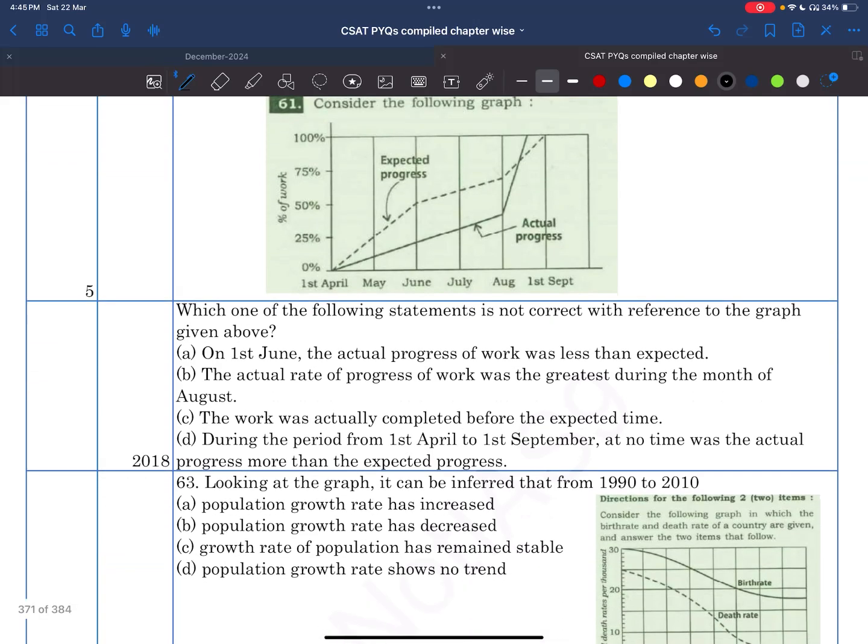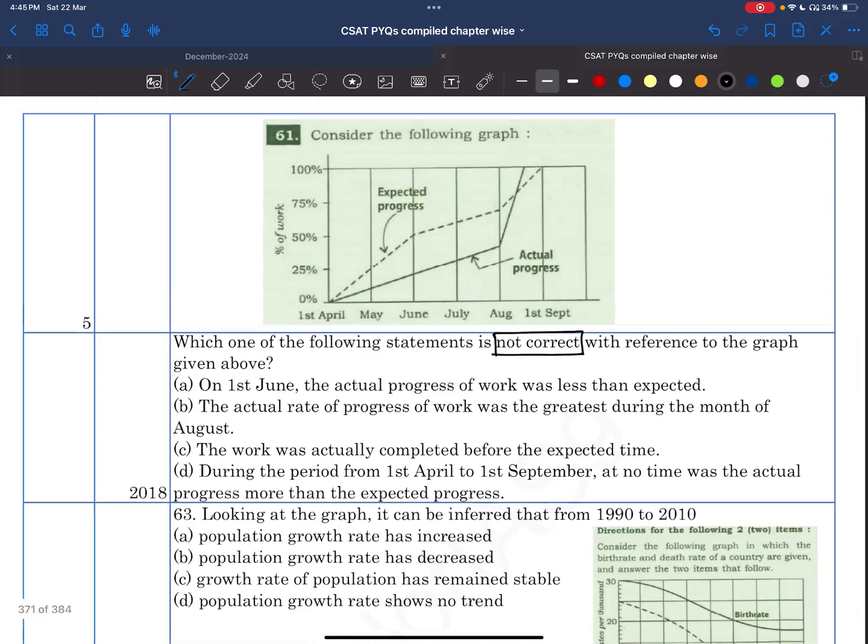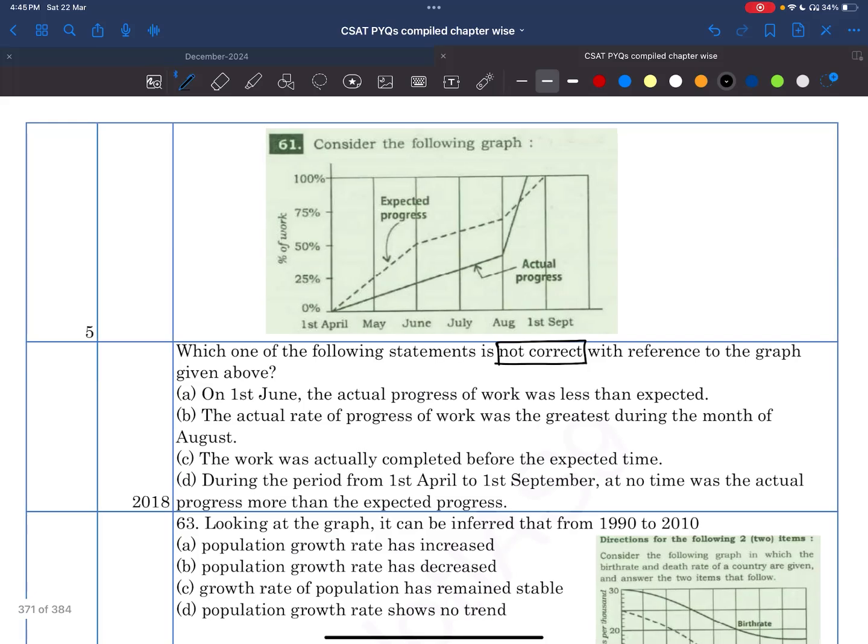He's given the graph. Which one of the following statements is not correct? He's asking for the not correct statement with reference to the graph. This is the expected progress, the dotted line. This is the actual progress. On 1st June, the actual progress of the work was less than the expected.